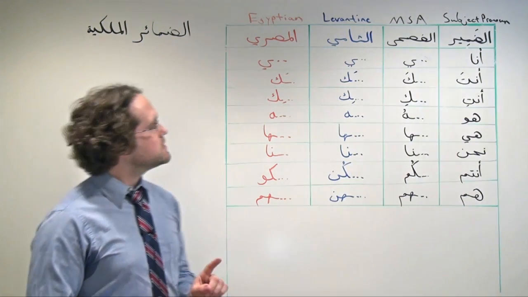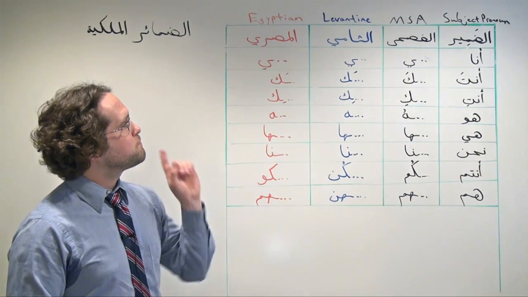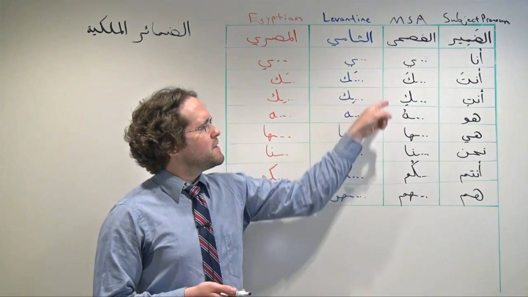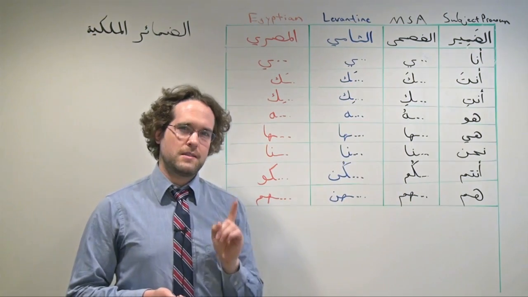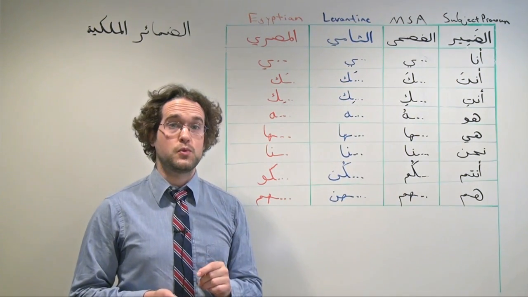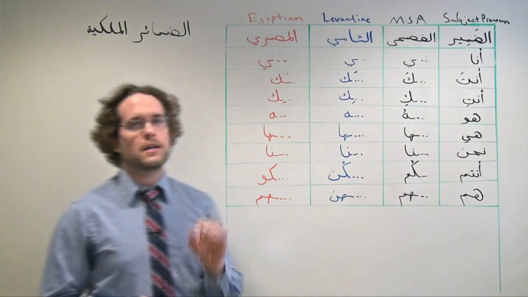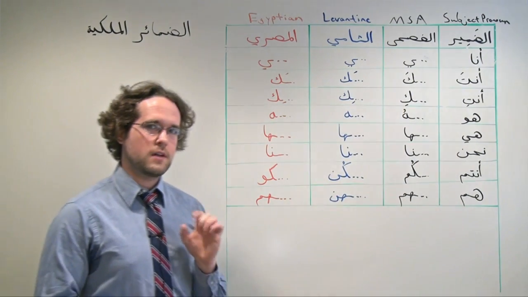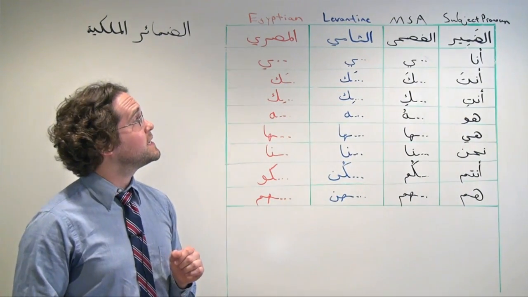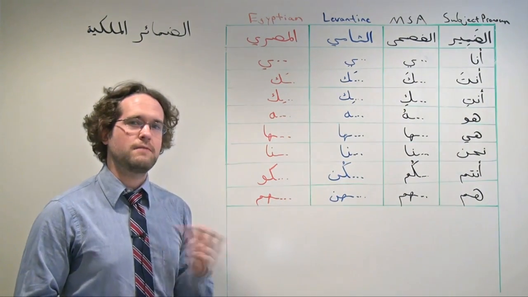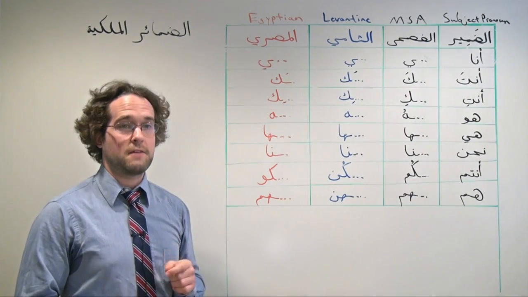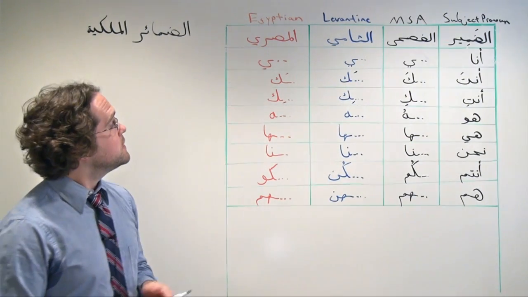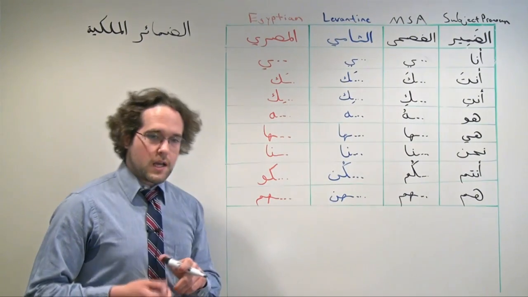One important difference is that in MSA, the vowel, as in your name, for example, to a man is ka, comes after the consonant of the kaf, whereas in Shami and Masri, we hear that vowel before the kaf, ismak, ismik. So, a couple of examples.